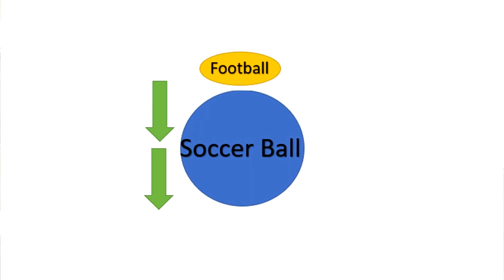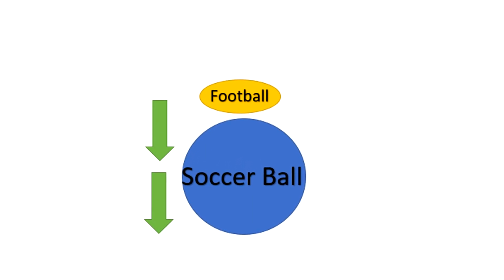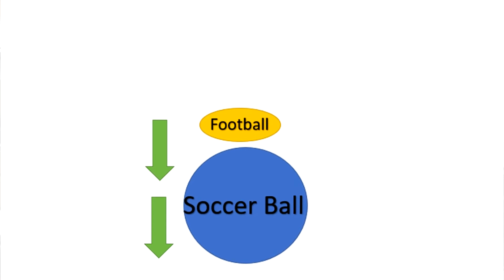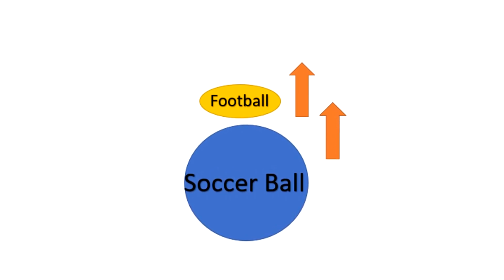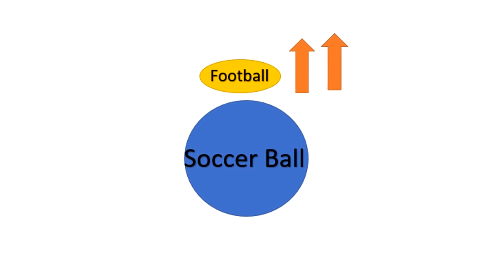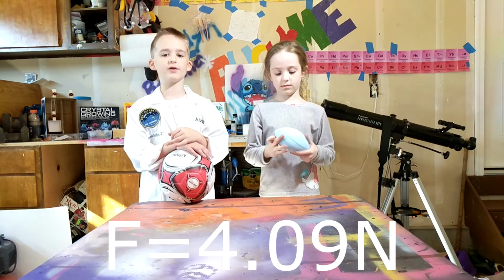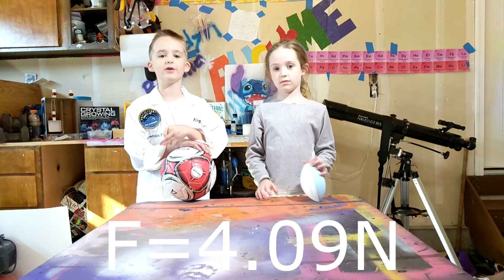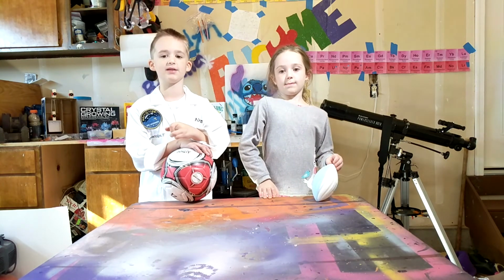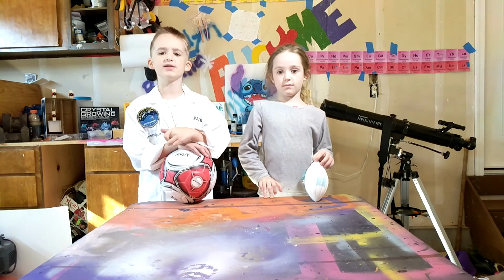When they are bounced together, the force from the soccer ball is transferred to the football. The football's own force is transferred back to it. So it is sent flying with its own force plus the force of the soccer ball, about 4.09 newtons, causing it to almost hit the ceiling in the lab. There are other factors here as well, like the air, but we will keep it simple.